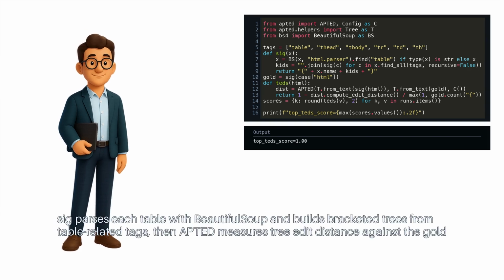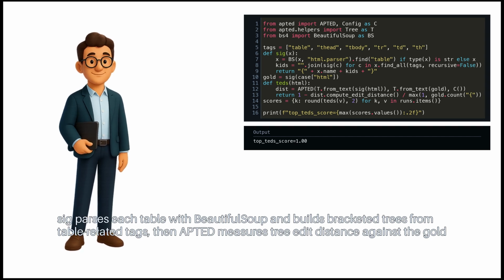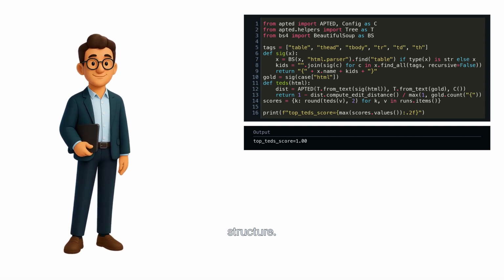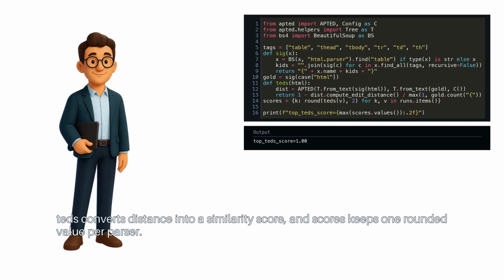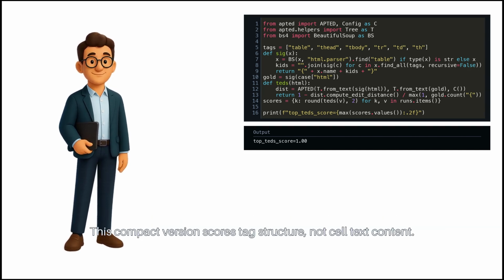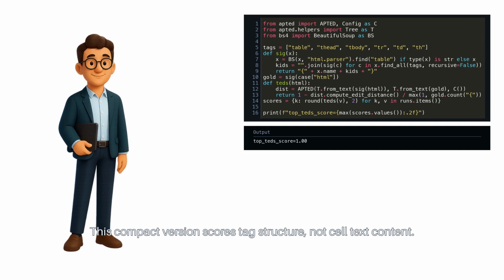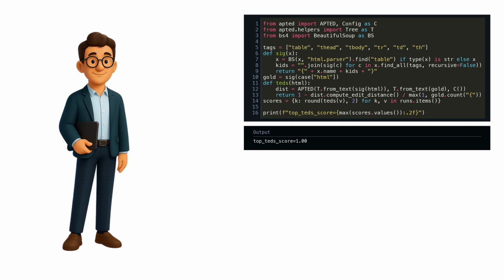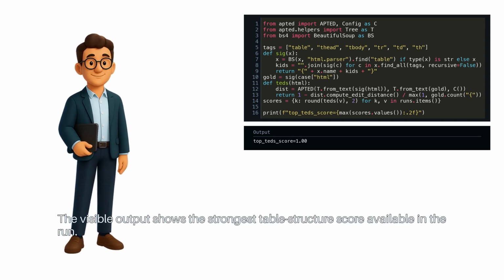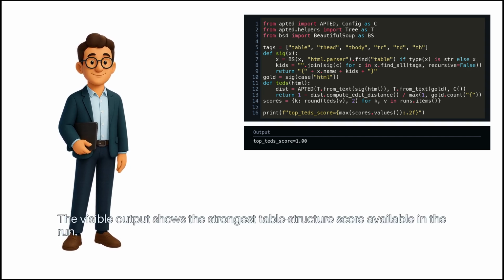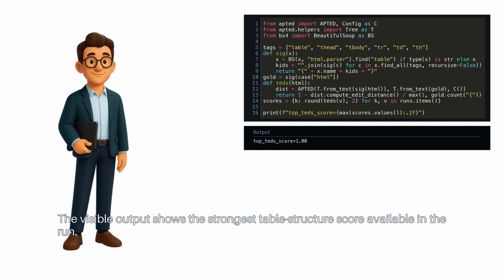SIG parses each table with BeautifulSoup and builds bracketed trees from table-related tags. Then APTED measures tree edit distance against the gold structure. TEDS converts distance into a similarity score, and scores keeps one rounded value per parser. This compact version scores tag structure, not cell text content. The visible output shows the strongest table structure score available in the run.